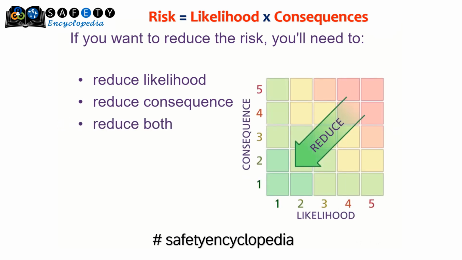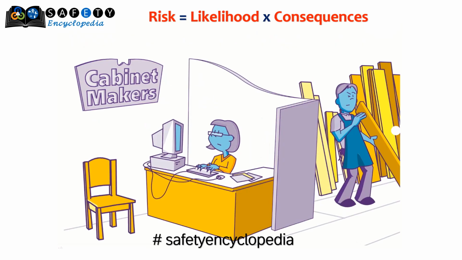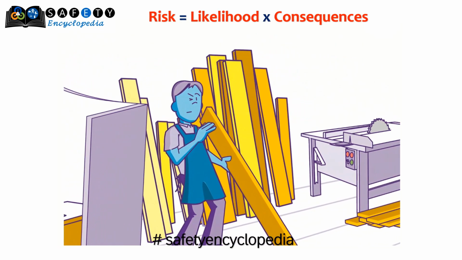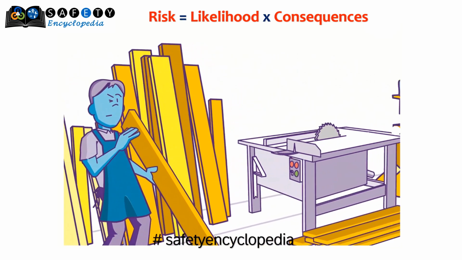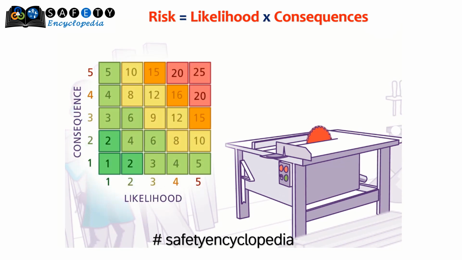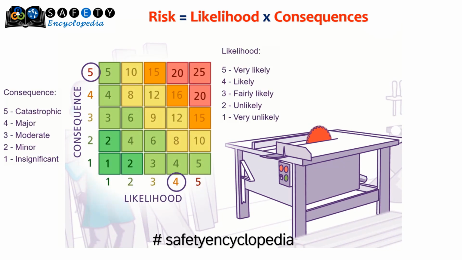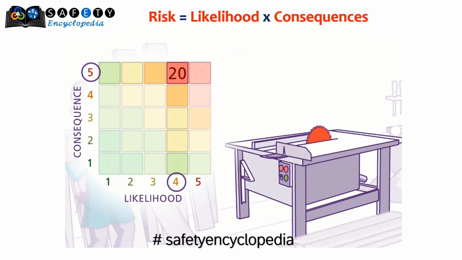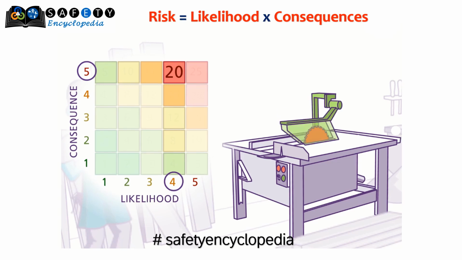C. Reducing both factors. Let's imagine a woodworking shop employing several cabinet makers that evaluated the risks on site. They have three areas of concern. The first area of concern is with the table saw. It is very likely that someone gets caught in the table saw with an exposed blade, resulting in a consequence such as amputation of a hand or finger. The risk rating of this activity is 20, hence immediate action is needed.